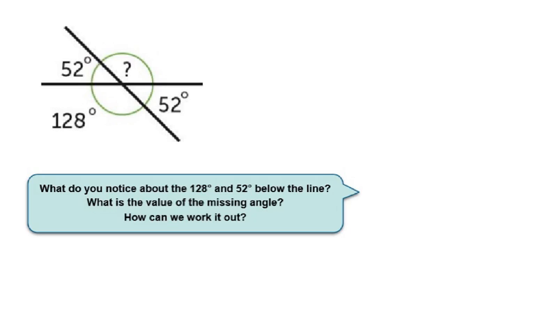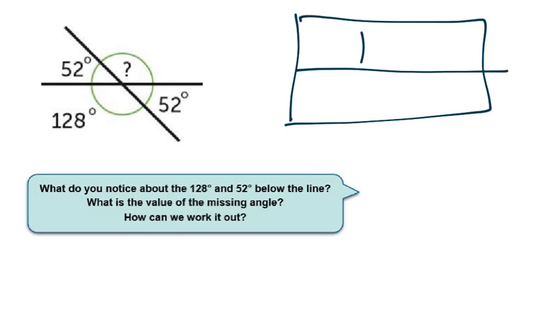Okay, now this is going back to what I mentioned earlier. What do you notice about the 128 and the 52 below the line? Now, there are a few things to notice. Number one is that they're on a straight line, so they add up to 180, which means these two do as well. So rather than doing 360, I can just do 180 minus 52 and get the answer that way.